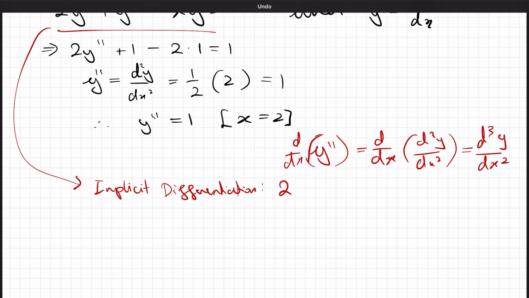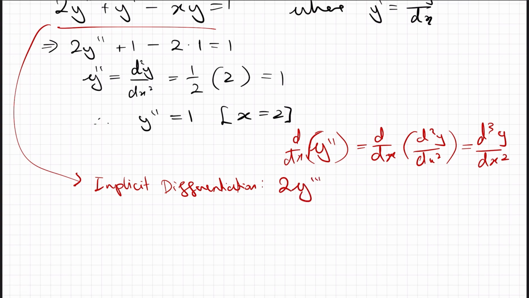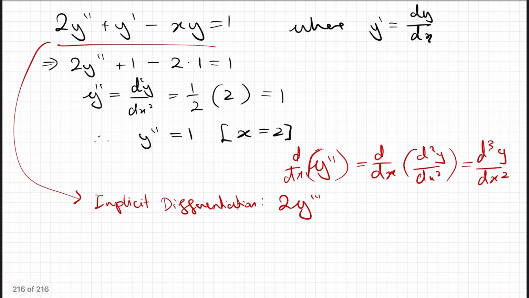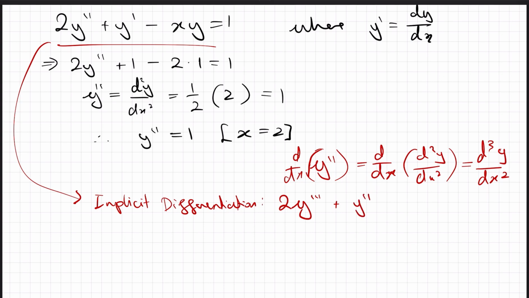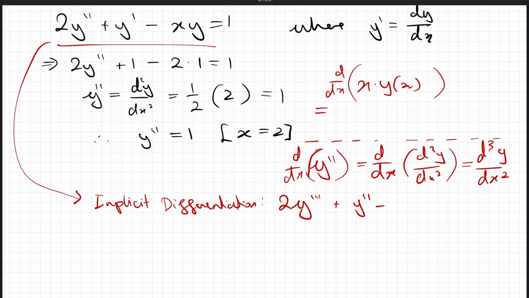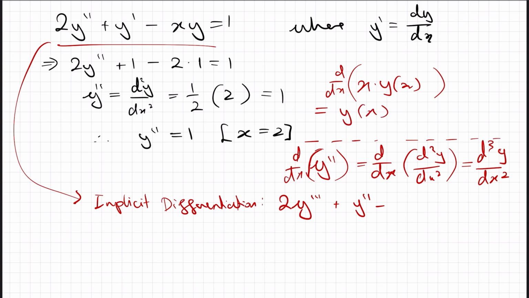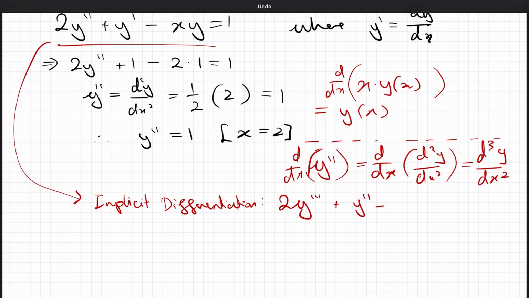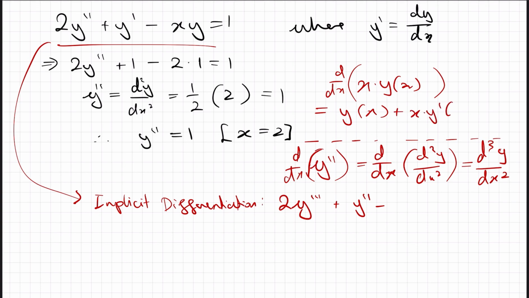It's literally just taking it down in order, so we can write this as 2y triple dash plus y double dash, same thing. But as you can see here, this negative xy term is actually going to be a bit different because we have to use a product rule. Because remember, y is a function of x, so when we differentiate that, we have to use product rule. And it's not too hard. So leave this, differentiate this, leave this. So first bit's going to be y of x, and then differentiate this, leave this, so we get plus x times y dash of x.